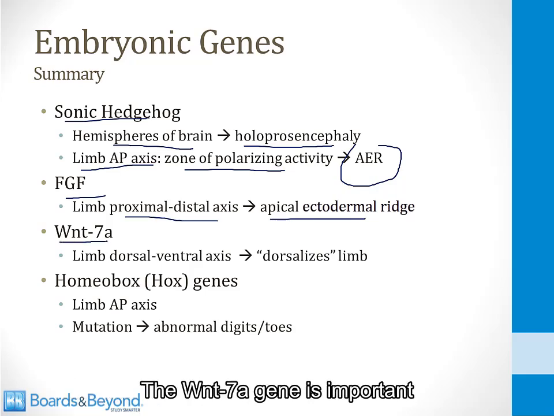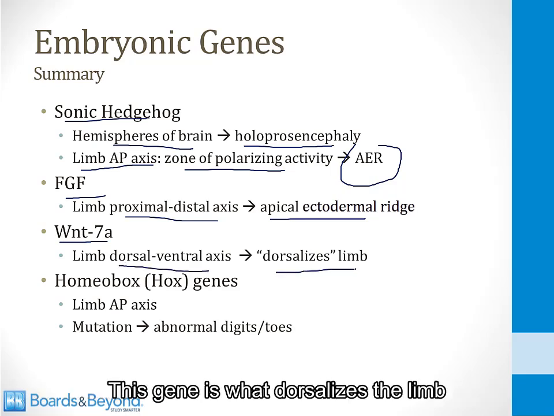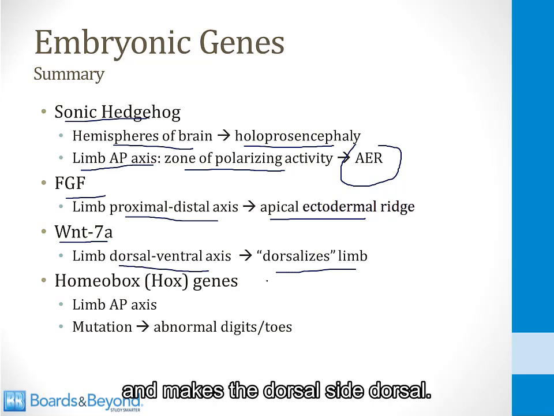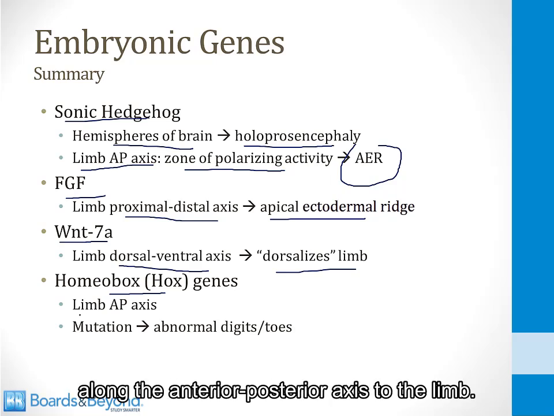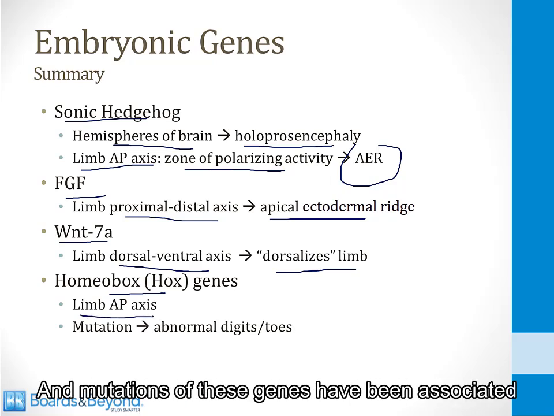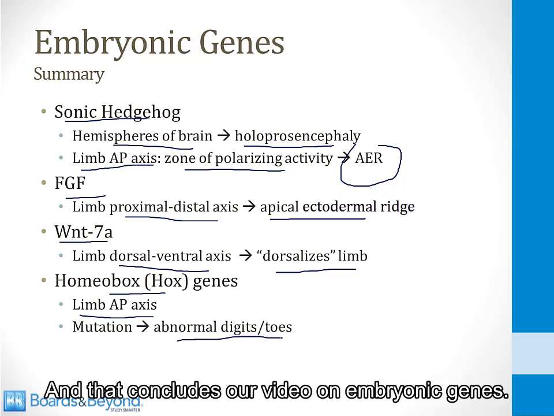The WNT7A gene is important for normal development along the dorsal to ventral axis. This gene is what dorsalizes the limb and makes the dorsal side dorsal. And then finally, the Hox genes are important for normal development along the anterior-posterior axis of the limb, and mutations of these genes have been associated with abnormal formation of the digits and toes. And that concludes our video on embryonic genes.